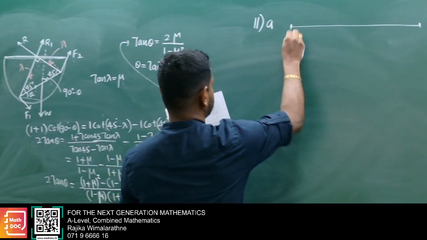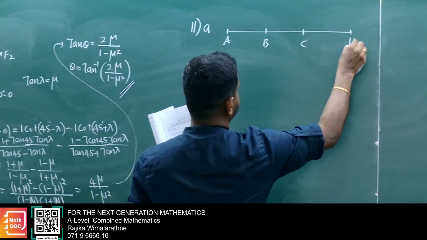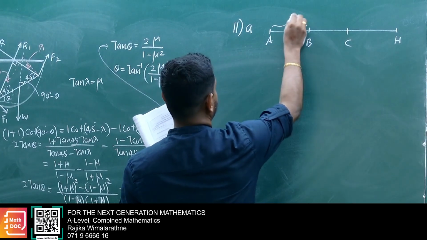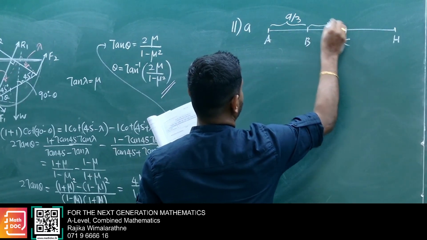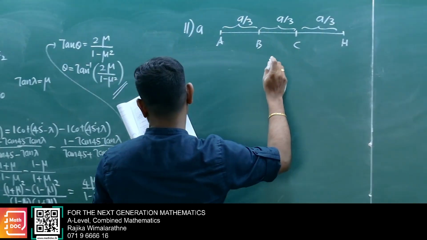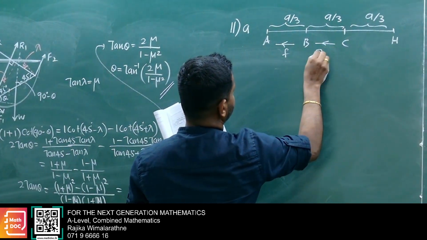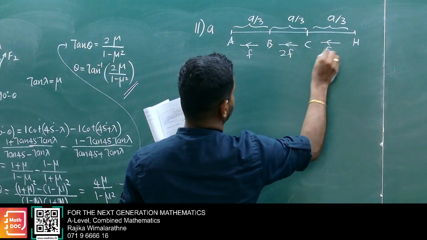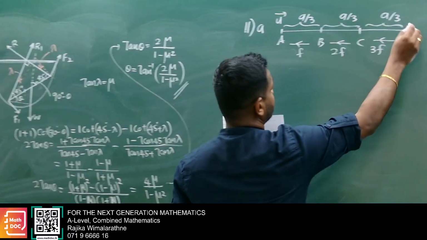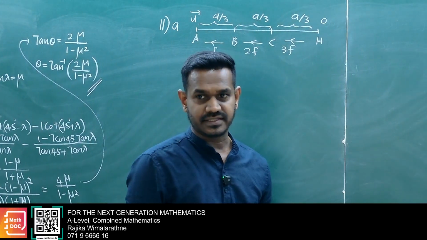Here the track A, B, C, H. Each part has A divided by 3 displacement, with retardations F, 2F, and 3F. Here initial velocity U, end velocity 0. Then successive displacement case.